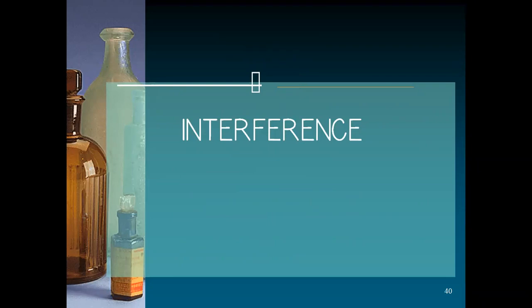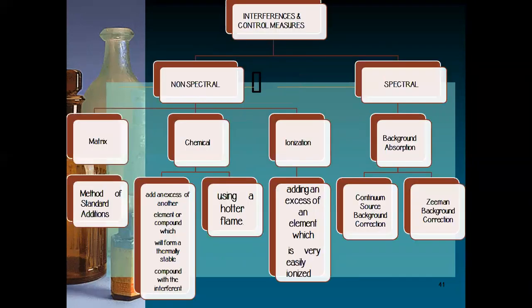ये भी हमने पिछली बार पढ़ा था, लेकिन मैं इसको बस एक बार फिर से थोड़ा सा आपको बता देता हूं, so that it covers the topic and finishes the topic as a whole. The types of interferences that we have are spectral and non-spectral. The spectral interferences can be because of the background absorption, and we can overcome this by continuum source background correction and Zeeman background correction. And the non-spectral are of three types. The first is matrix interference, the second one is chemical interference, and the third one is ionization interference.